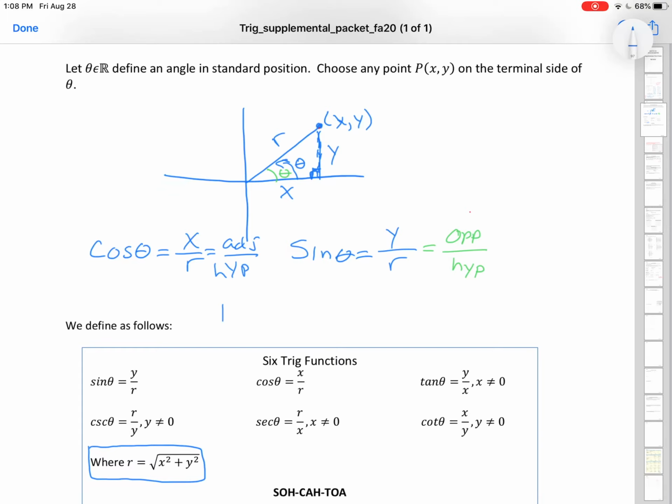Tangent of theta, they're saying, is y over x. Now, tangent theta is like slope, and if you remember how you found slope, it was y's over x's. That's a good way for you to remember that.